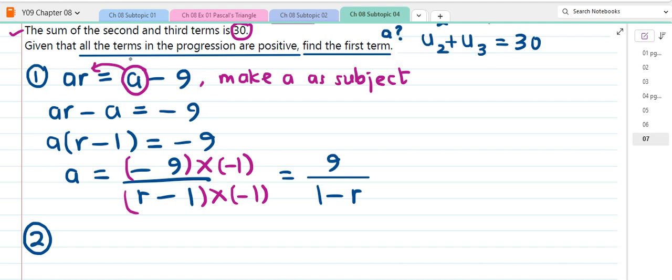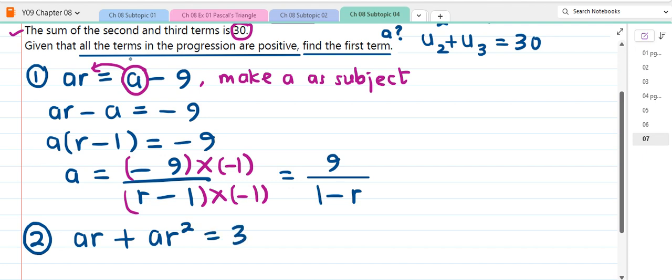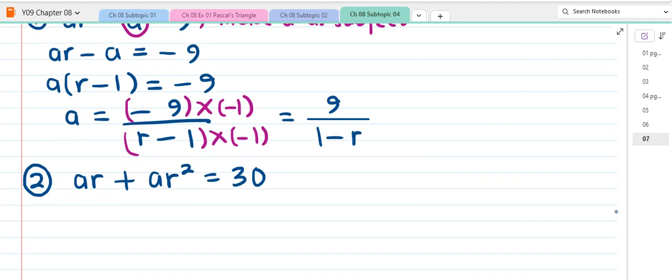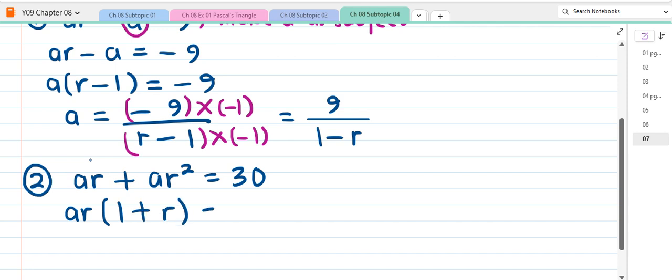let's form the formula or equation. u2 is ar to the power of n minus 1. 2 minus 1 is just still 1. So ar to the power of 1 plus ar to the power of 3 minus 1, which is ar squared, equals to 30. So here, if we have a look at the equation, we can actually factorize ar. ar is the common factor for both the terms here. ar times (1 plus r) equals to 30. So this one is your second equation.